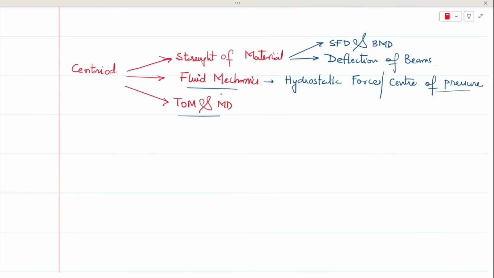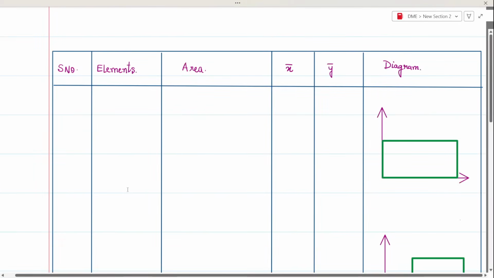In these subjects, when we talk about the effect of dynamic actions, it could be in the form of a gyroscope, it could be in the form of a centrifugal force. All these effects will be analyzed by considering the effect of centroid. Now let's see the formulas.